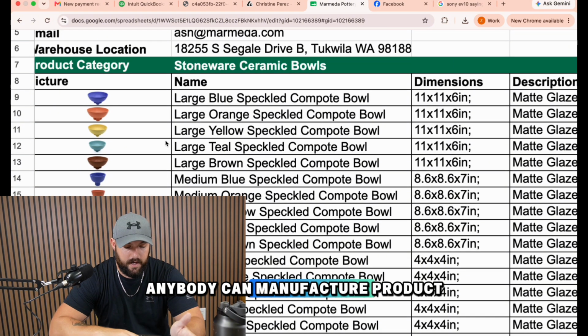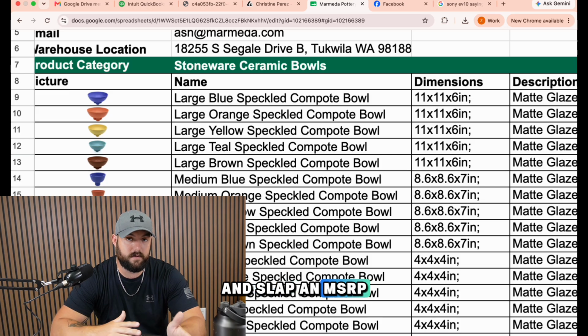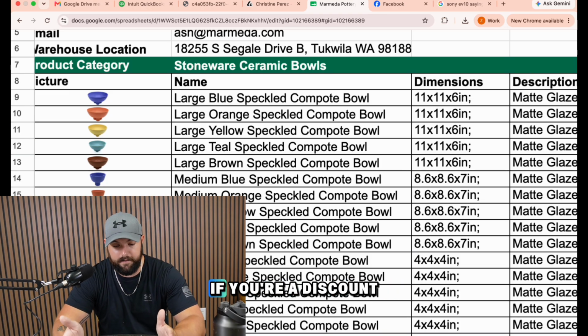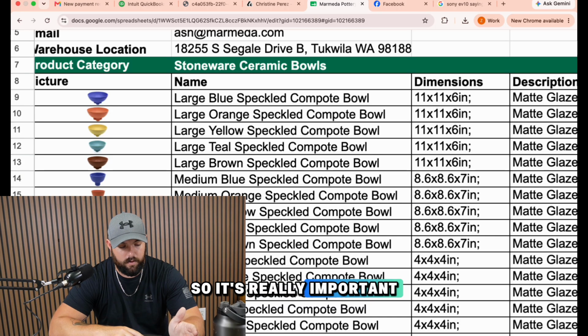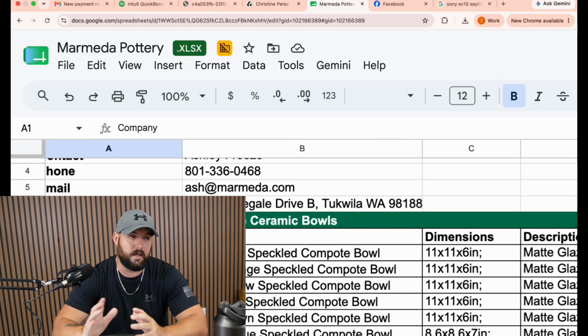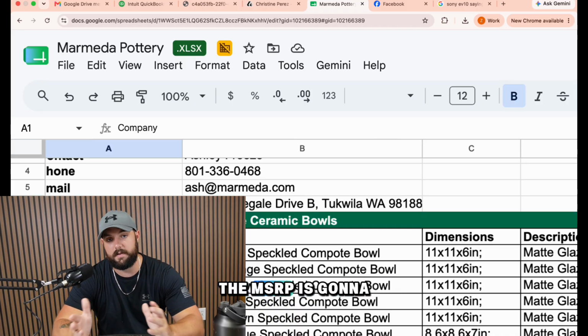Anybody can manufacture product and slap an MSRP label on it. That doesn't mean anybody is going to pay half of that if you're a discount retailer. So it's really important when you're making an offer to understand what you can sell it for, and that doesn't always mean the MSRP is going to agree with you.